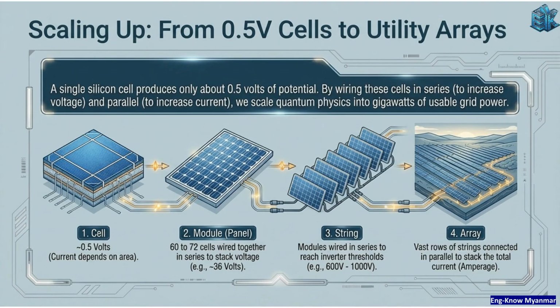A single silicon cell produces about 0.5 volts. We scale this up from cells to modules, then to strings, and finally to utility arrays. By wiring cells in series and parallel, we achieve gigawatts of usable grid power.